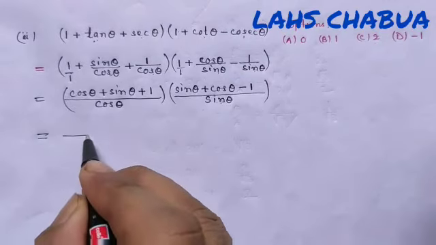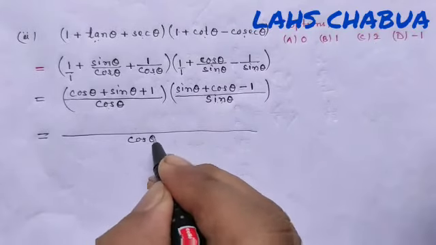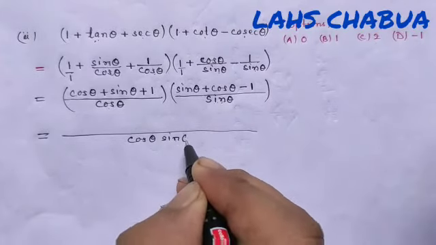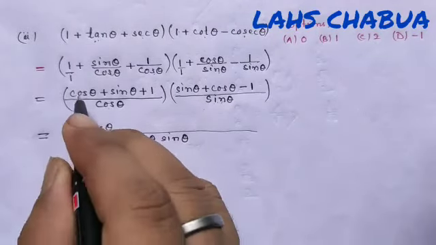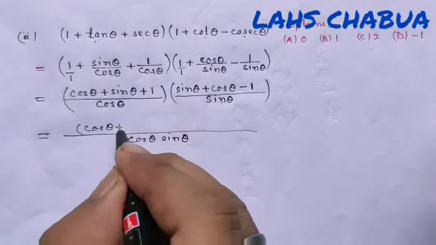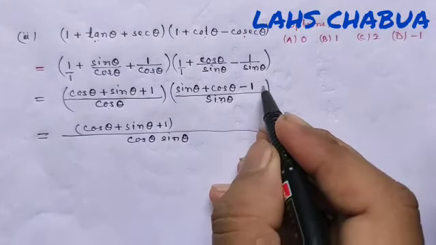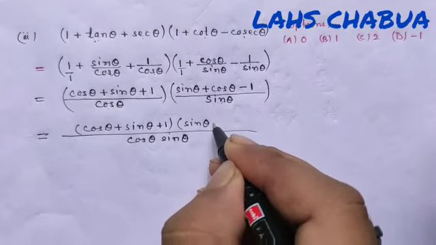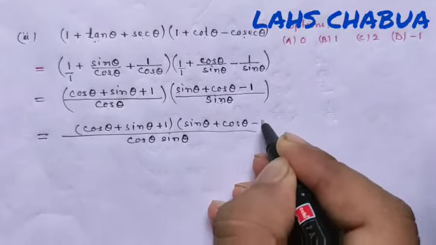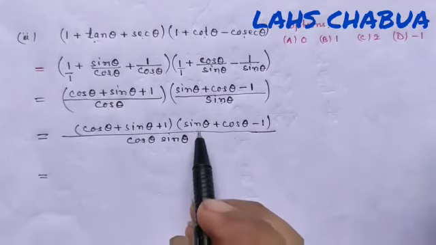Now see, we are going to write in this form, cos into sine, that is cos theta into sin theta at the denominator place. And at the numerator place write as it is: first bracket cos theta plus sin theta plus 1, and second bracket is sin theta plus cos theta minus 1. Now observe this numerator part carefully, you will get something.